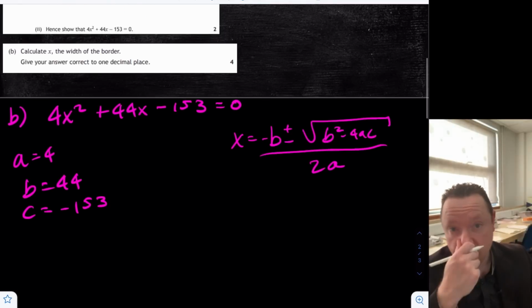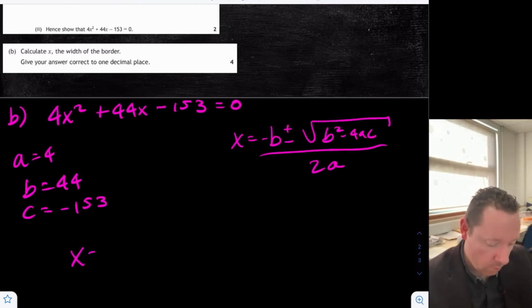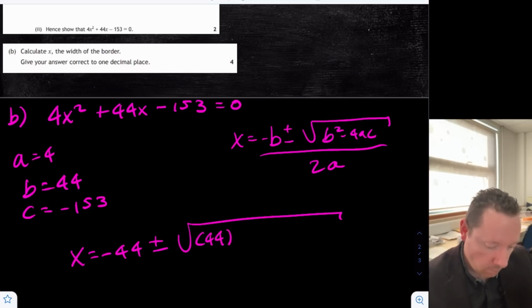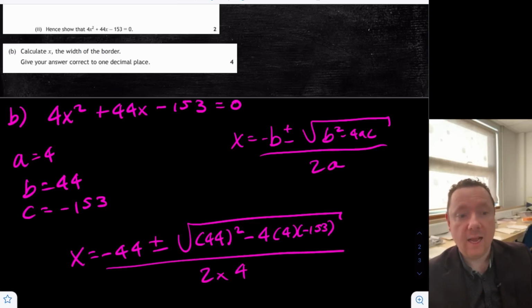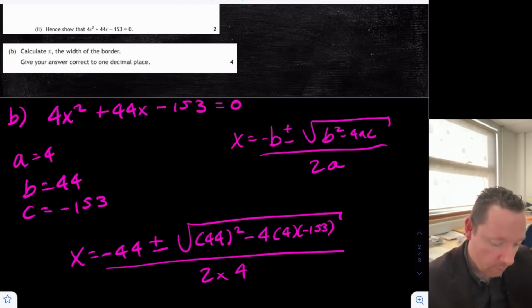So subbing everything in, we get x equals minus 44, plus or minus the square root of 44 squared, minus 4 times minus 153, all over 2 times 4. And if you did that, you get a mark just for the substitution, and then a mark for working out the bit underneath the square root, the discriminant.